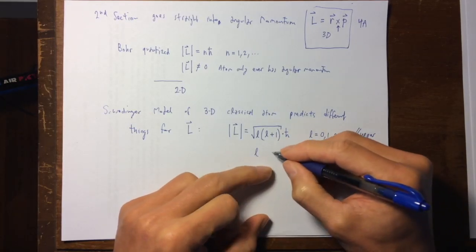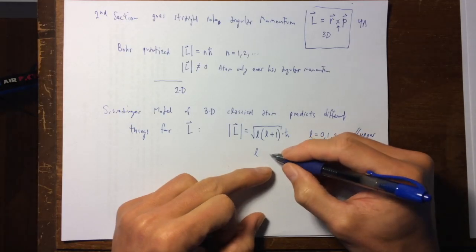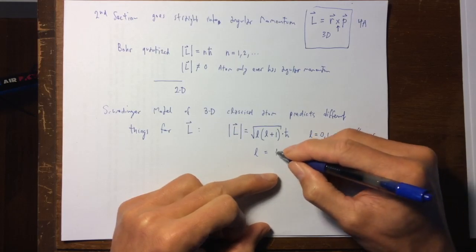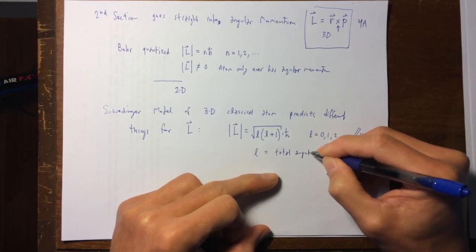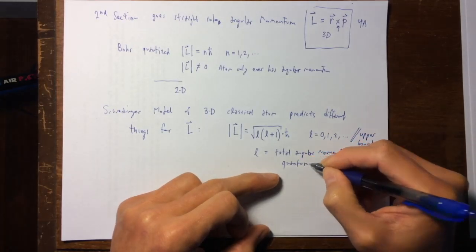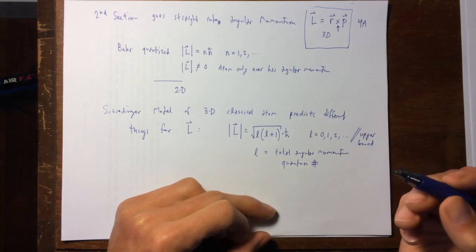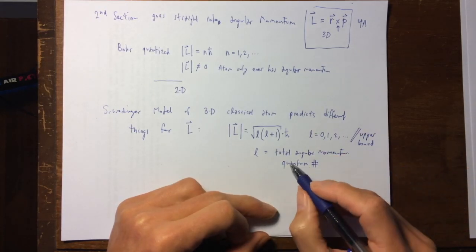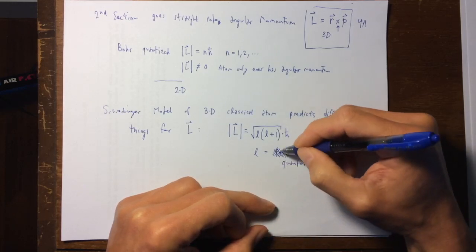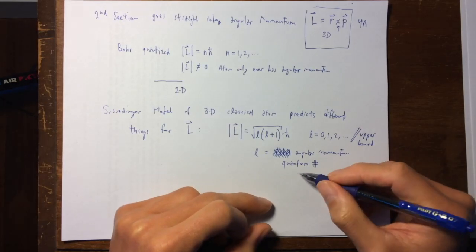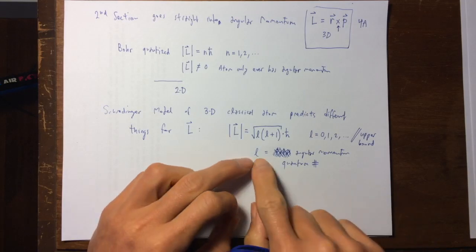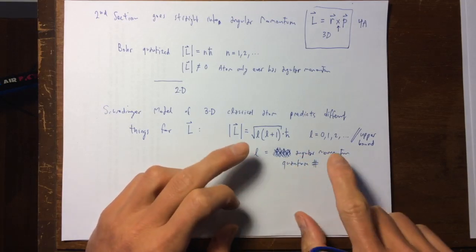So L is called, I always think of it as, the total angular momentum quantum number. Actually, I'm rethinking this. I don't think we should call it total. You'll see. I think it's actually something addressed in chapter 8. So anyhow, let's just call it angular momentum quantum number. That's what the book says.